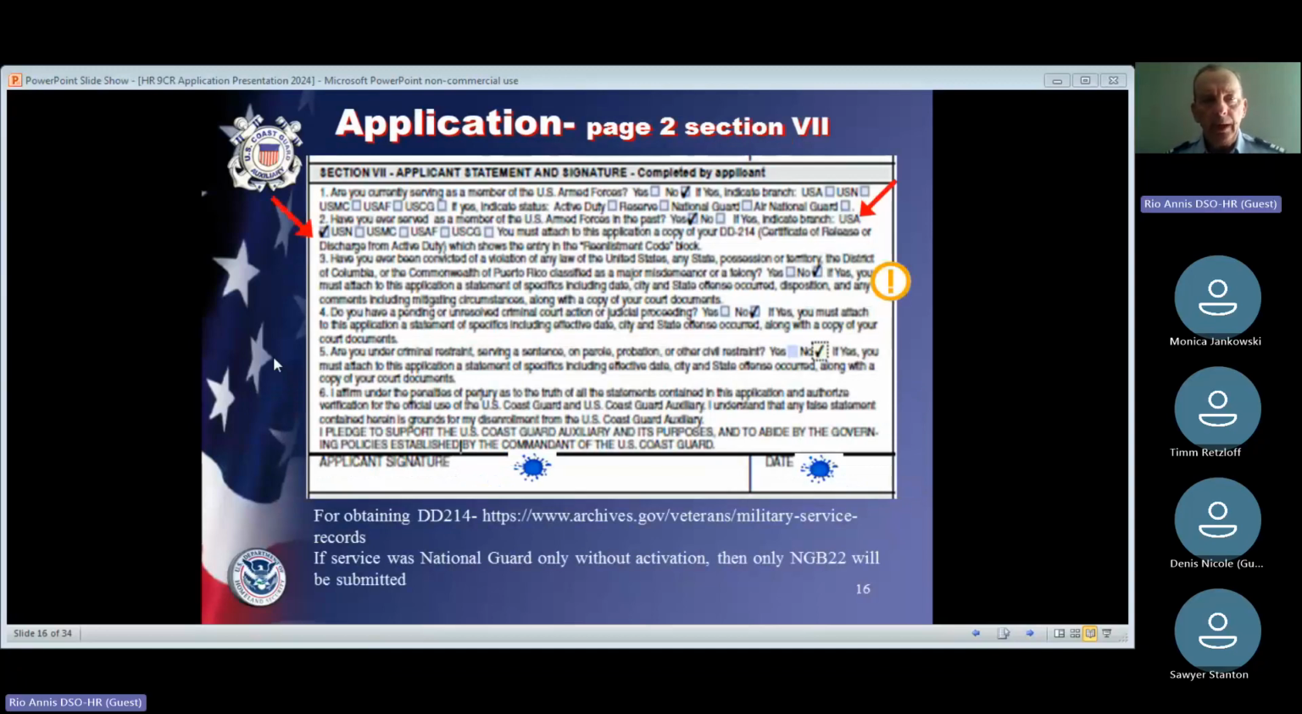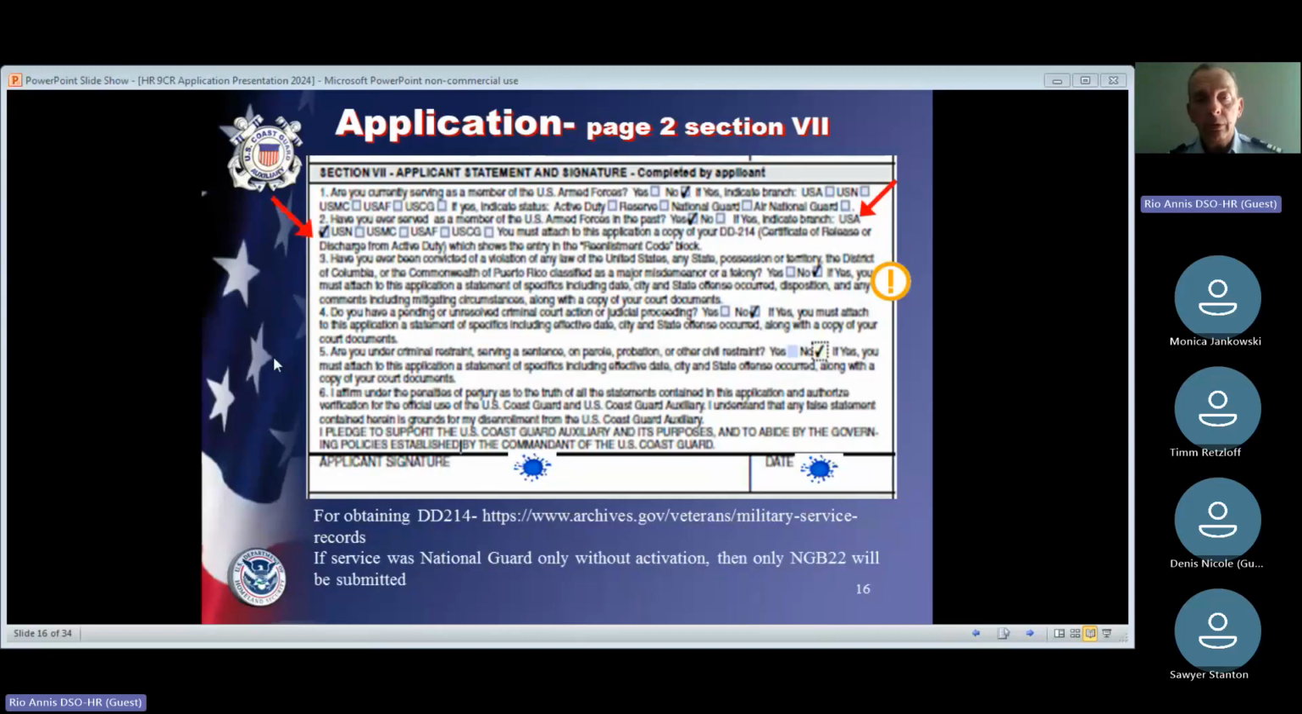So this is the lower section of page 2. If they've not previously served, then the answer would be no, as a member of the armed forces. If they have, obviously yes. Or I'm sorry, are you currently? If they're current, they won't have a DD 214. I've only had one application come through that way since I've been doing this.